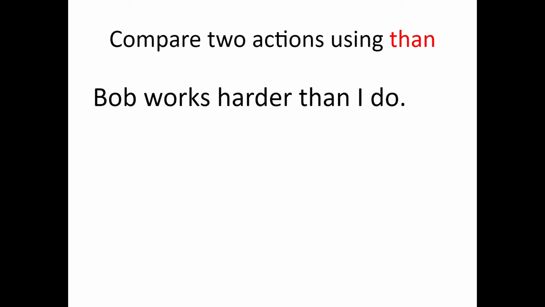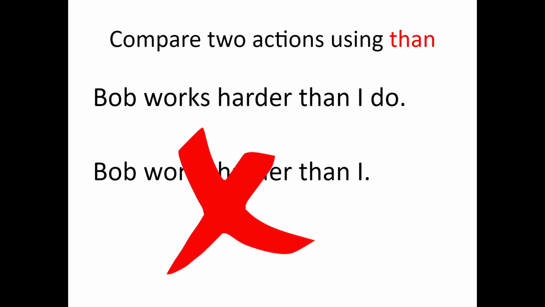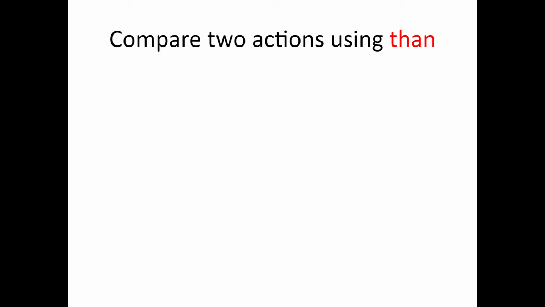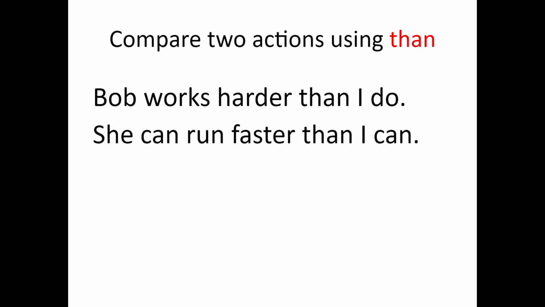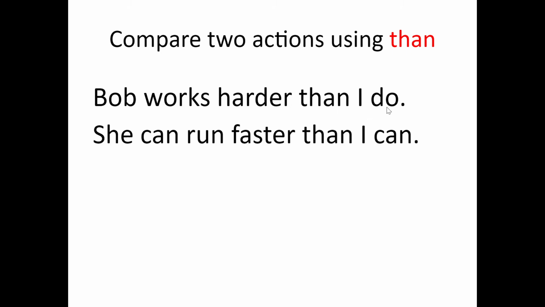However, if we have a pronoun like I, you, they, he, her, then we do need the auxiliary here. So Bob works harder than I do. We can't just say I. This would be wrong. We need the auxiliary with a pronoun. We would use the auxiliary after the pronoun. So Bob works harder than I do. Again, because this is a main verb here, we would use do as the auxiliary.